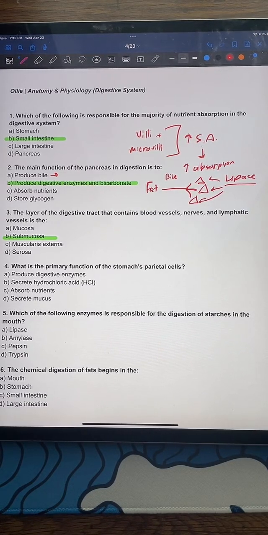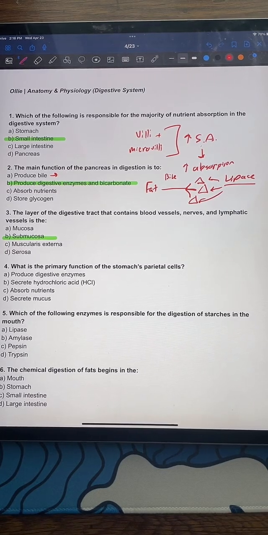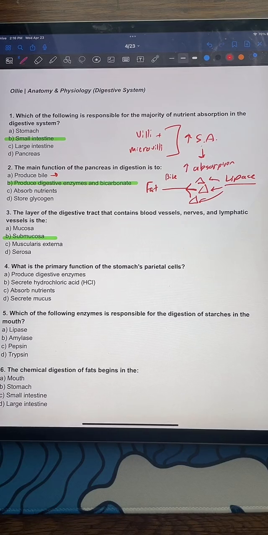The mucosa, answer choice A, that's the innermost layer for secretion and absorption. The serosa, answer choice D, that's the outermost layer. It's more so for a protective outer layer. And the muscularis externa, that's the layer of smooth muscle, responsible for peristalsis.